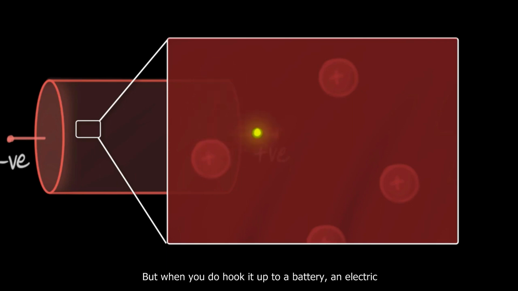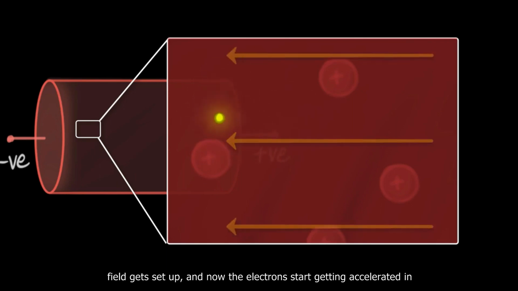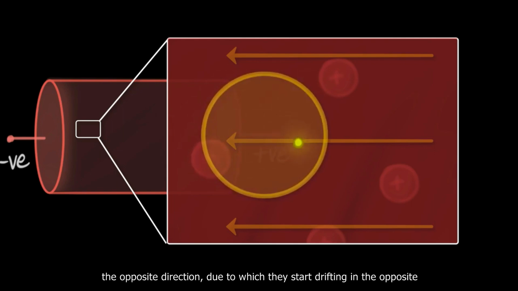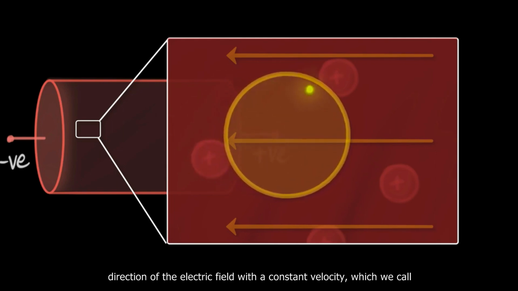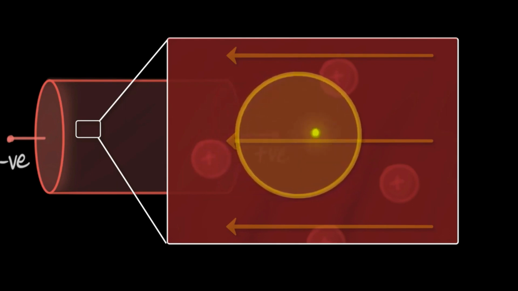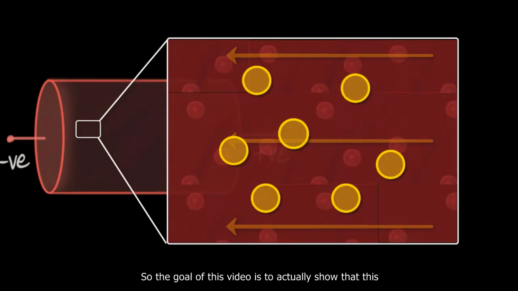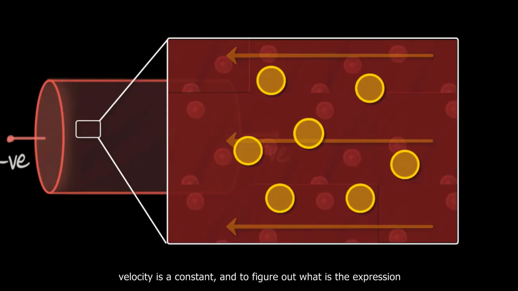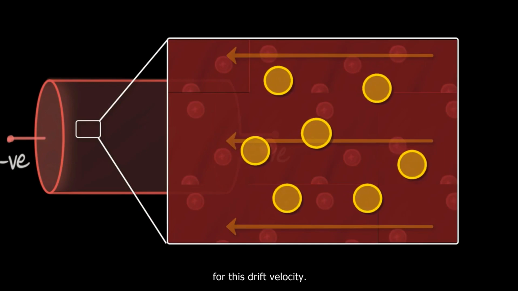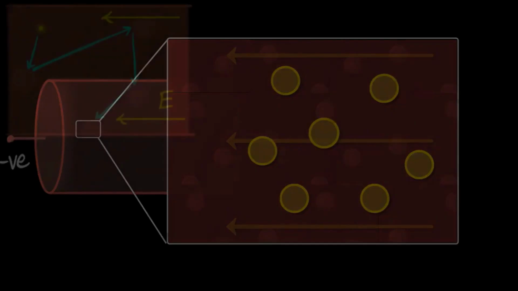But when you do hook it up to a battery, an electric field gets set up, and now the electrons start getting accelerated in the opposite direction, due to which they start drifting in the opposite direction of the electric field with a constant velocity, which we call the drift velocity. So the goal of this video is to actually show that this velocity is a constant and to figure out what the expression for this drift velocity is.